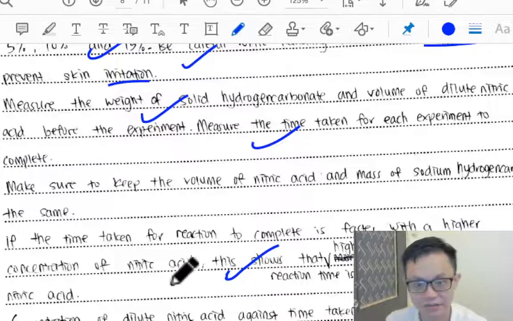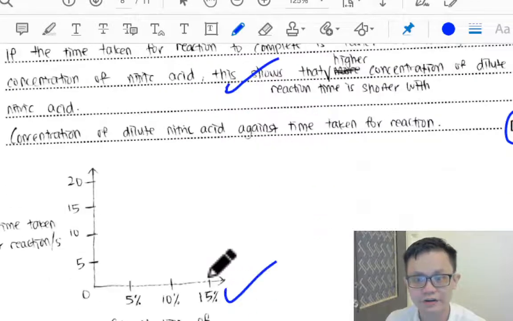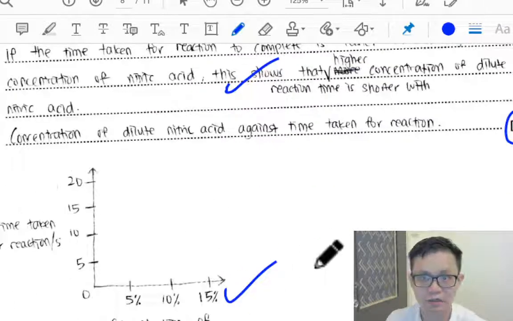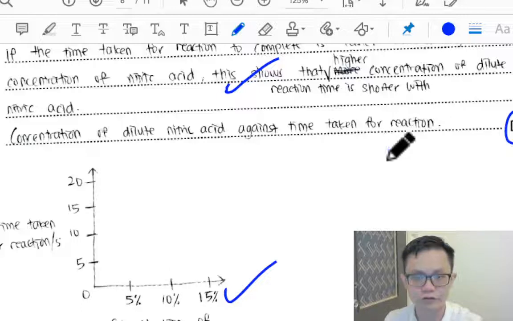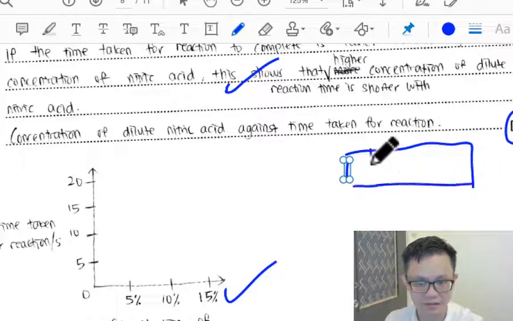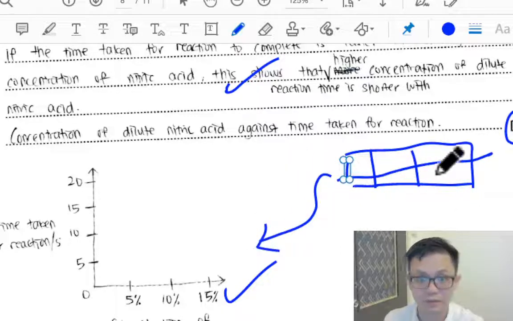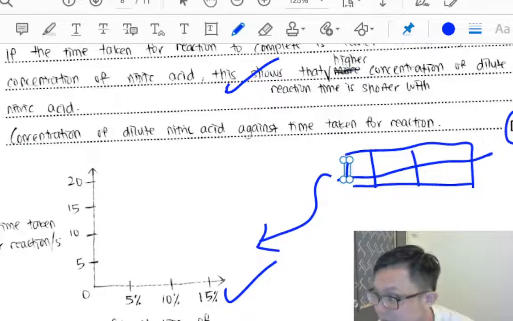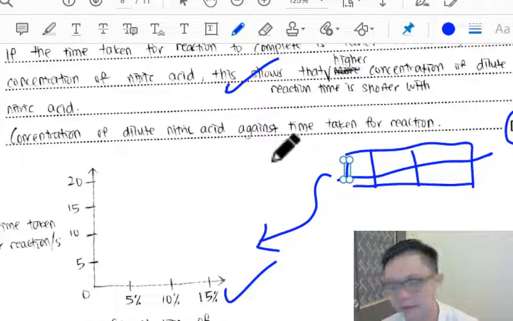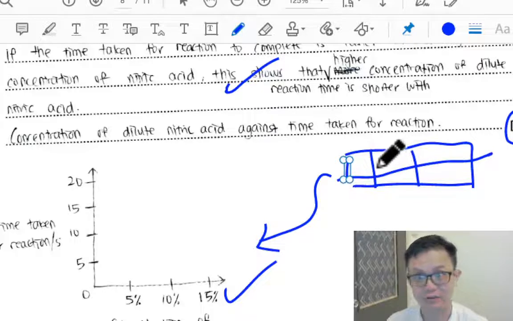Higher concentration of nitric acid shows higher concentration, 1 mark. The student even drew a graph. If you could draw a table, it's even better. But I still give 1 mark even though you draw a table, because only from the table can you draw the graph, correct or not? Table no mark, graph gets mark. But if you draw the table, it doesn't mean it's wrong, it is still correct.